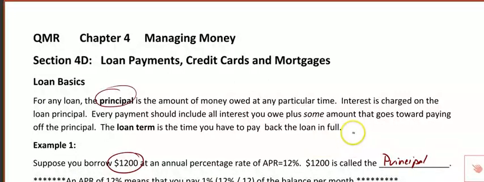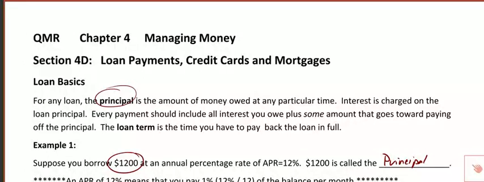For any loan, the principal amount is the amount that you borrow or the amount of money that is owed at any particular time. And on that money that's owed, you will have interest that's being charged. When you make a payment on a loan, these payments include all the interest you owe plus some amount that goes towards paying off the principal. And when you have a loan, the term is the amount of time that you have to pay back the loan in full.